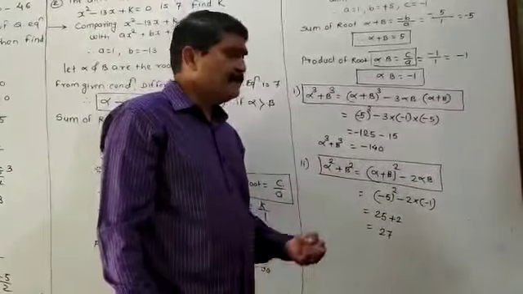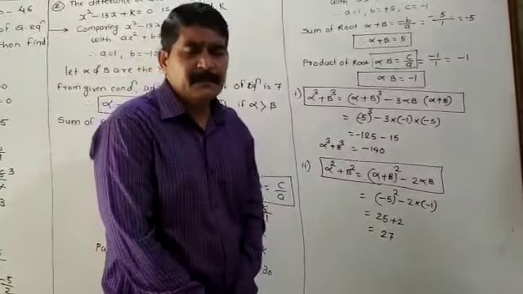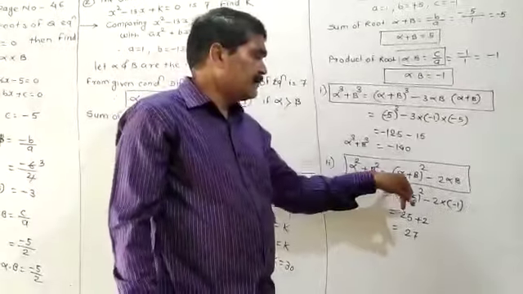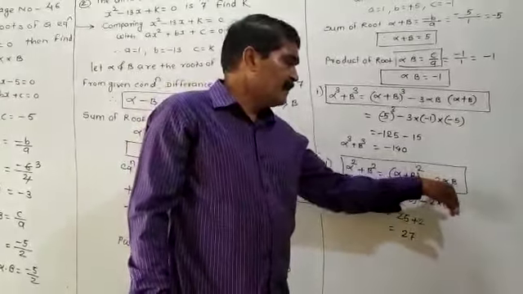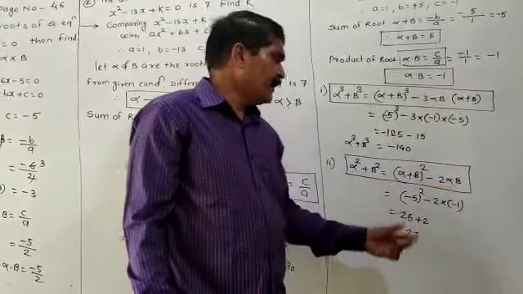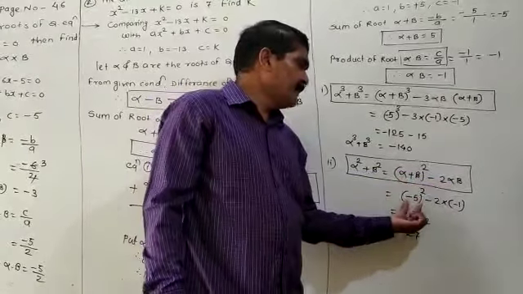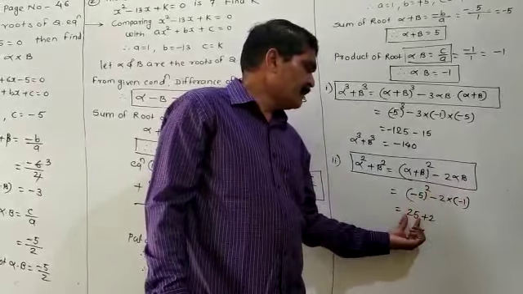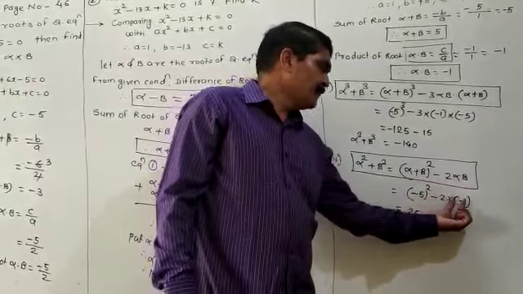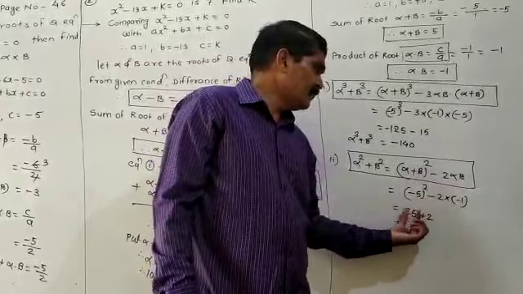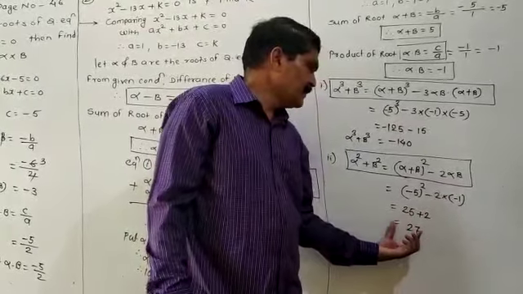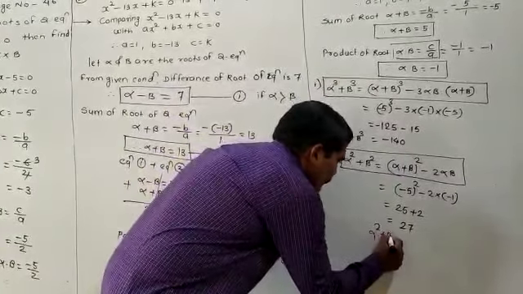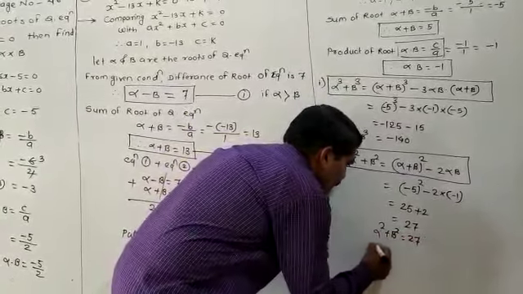Then alpha square plus beta square. For finding alpha square plus beta square, again last year we learned this identity. Alpha square plus beta square is equal to alpha plus beta bracket square minus 2 into alpha into beta. You have to put the values of alpha plus beta and alpha into beta. Minus 5 square is equal to plus 25, and minus multiplied by minus is equal to plus, 2 times 1 is 2. 25 plus 2 is equal to 27. In this way, alpha square plus beta square is equal to 27.